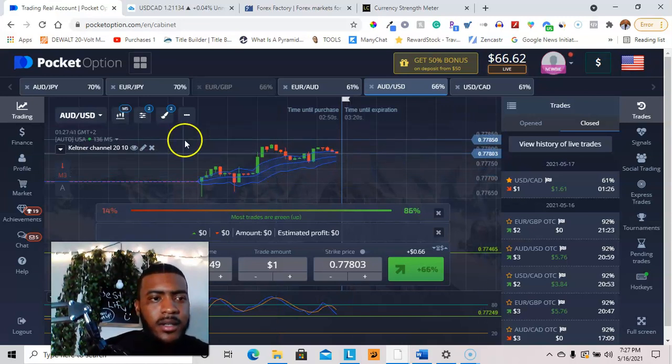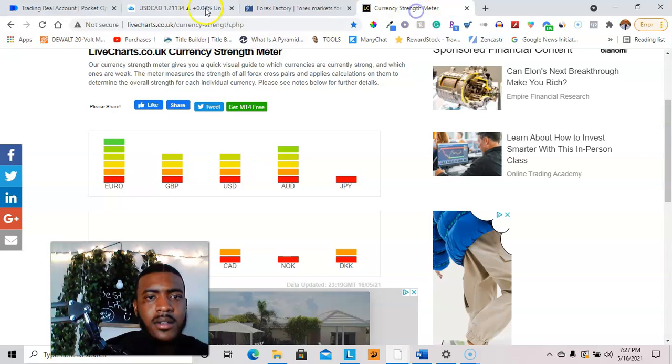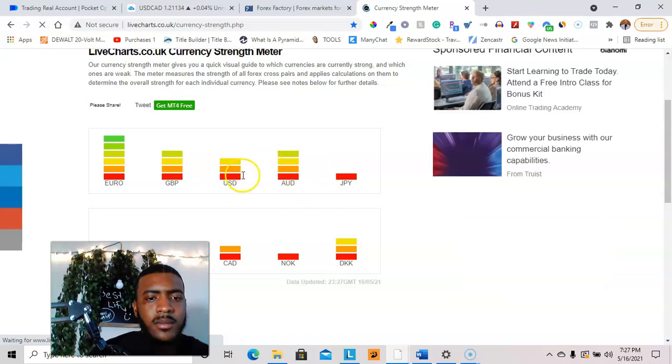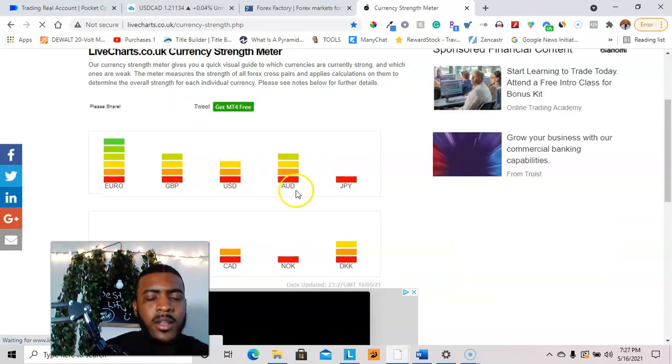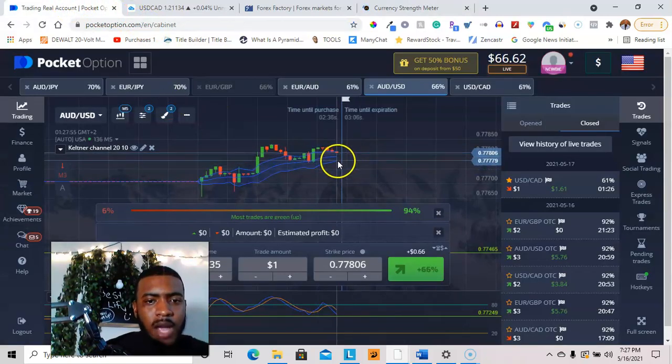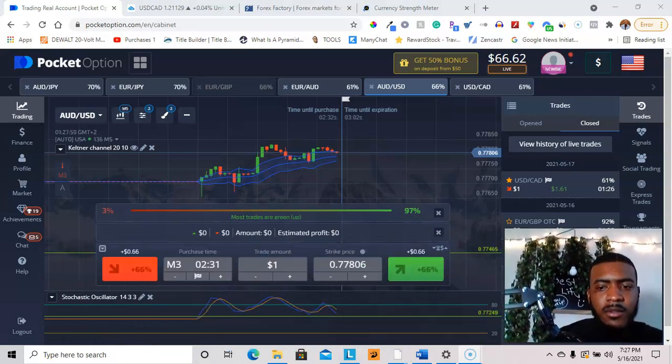Alrighty. Let's see. AUD USD. Let's see who is stronger. So USD is a little bit weaker than AUD, but not much. So right now we're looking at a bit of a downtrend is forming. Let's see if I'm gonna move my face back over here, and we'll take a 2-minute trade.